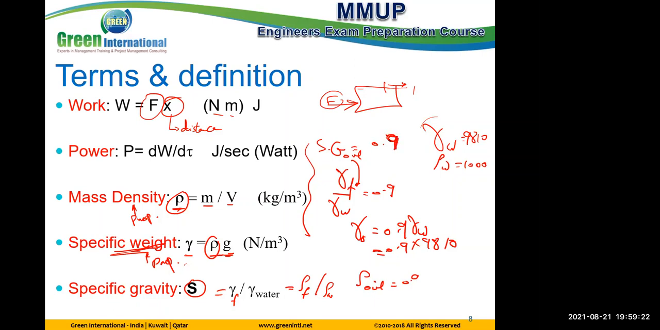This is 0.9 because I use 0.9 here. This is 0.9 multiplied by 1000, so I get the density of the oil. For example, if SG is equal to 101, then 101 multiplied by gamma water, or 101 multiplied by rho water.